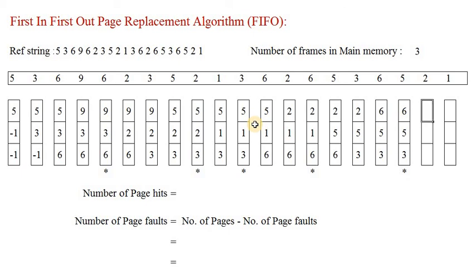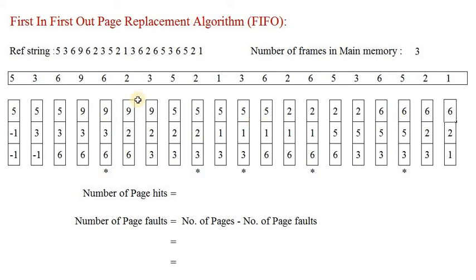Okay. Then 2 should be replaced with something. Here, which came first among 6, 5, 3? 5 came first here. So 5 will be replaced with 2, then 6, then 3. So this is a page fault. Then 1. 1 is not there in the main memory. So I need to select one page which came first. Okay, so 3 will be replaced with 1 and the remaining stay as they are.